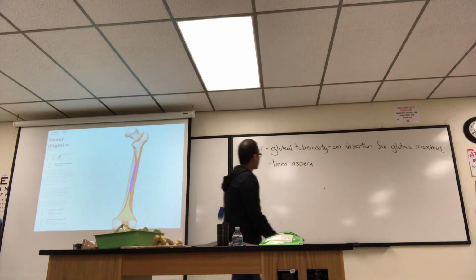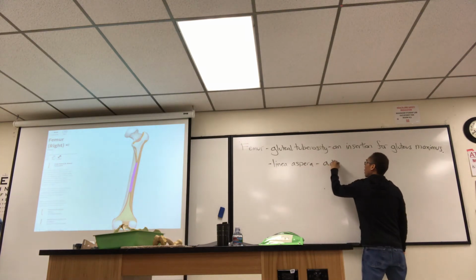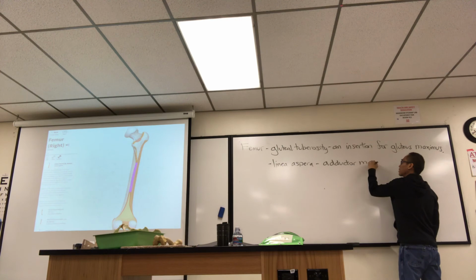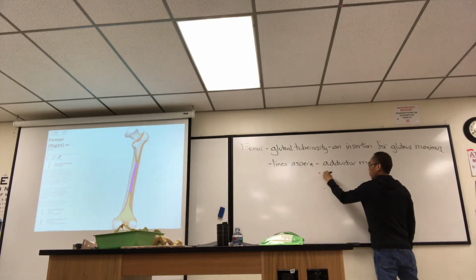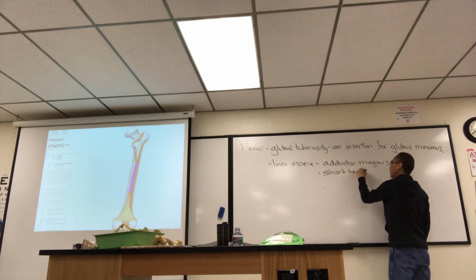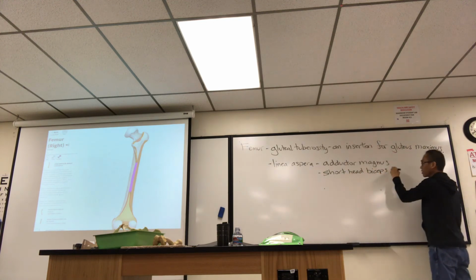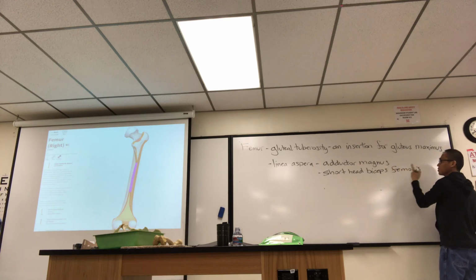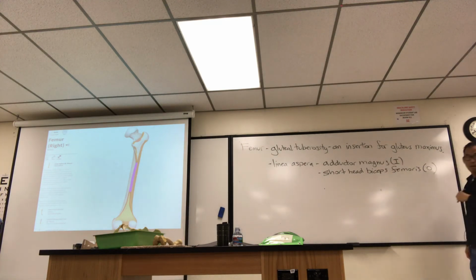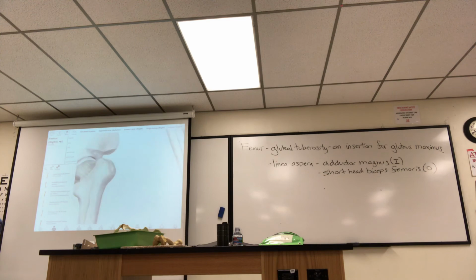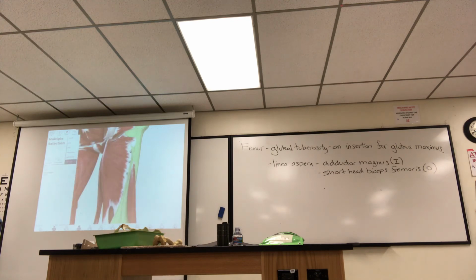Let me write them down here. Adductor magnus attaches there, as well as short head of the biceps femoris. So the adductor magnus will insert there. For the biceps femoris, the short head, it originates from there. See if I can show that to you real quick.